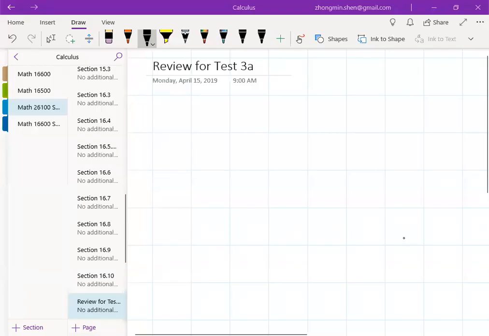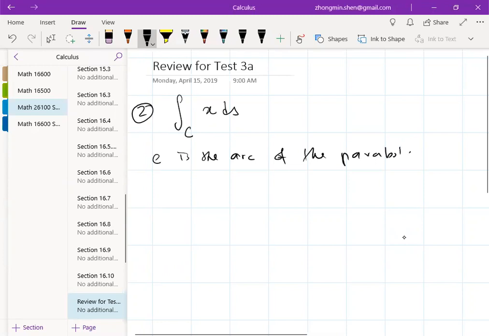All right, let's discuss the second problem. Evaluate the line integral where C is the arc of the parabola y equals x squared, from 0 to 1.